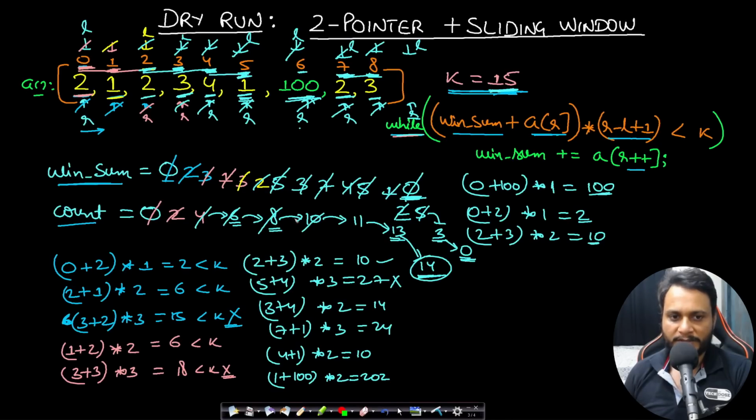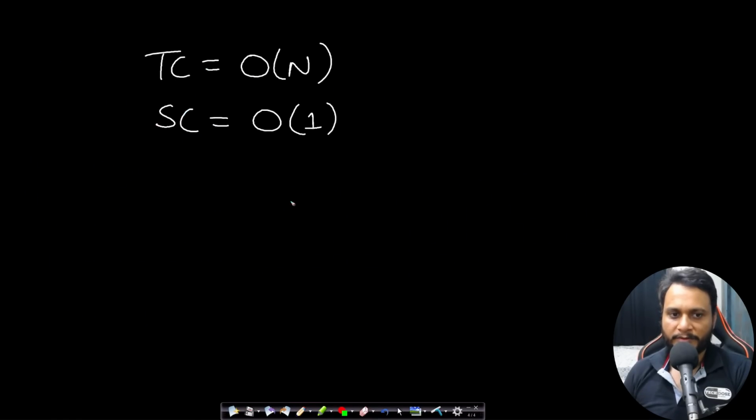Once you have understood this, you will know that each of the items is traversed maximum 2 times, not more than that. And we are not taking any extra space, we are just taking a couple of variables. And therefore, the time complexity is going to be order of n, space complexity order of 1. Let's now look at the code.